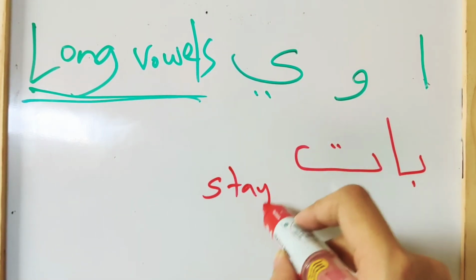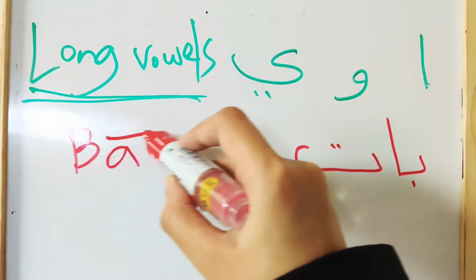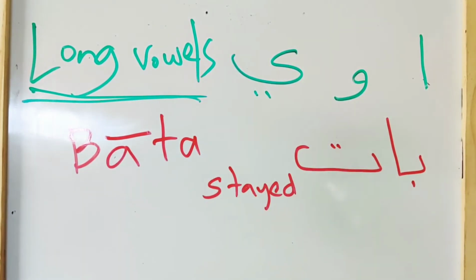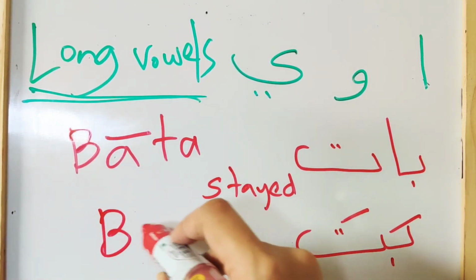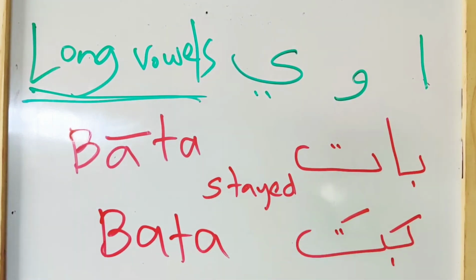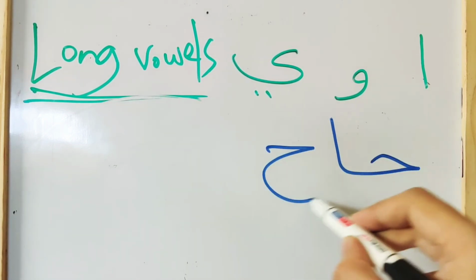Okay, this is an example. Bata, stayed. It's read as bata, not bata. Like this second example, bata has no meaning. It's just to compare that this one is shorter and faster and quicker in pronunciation.